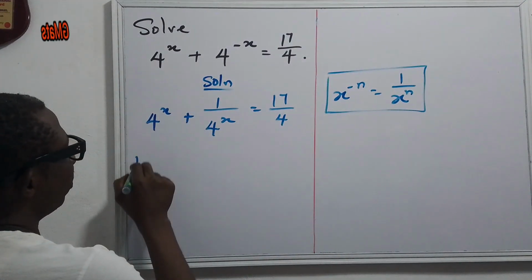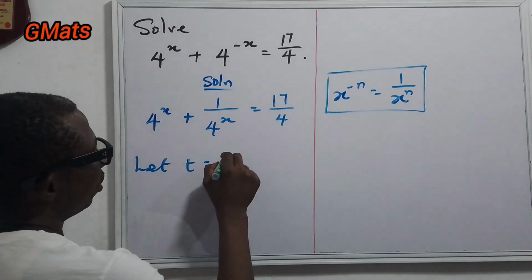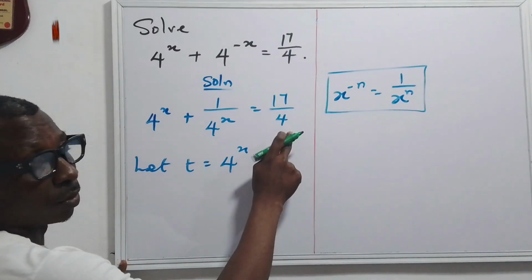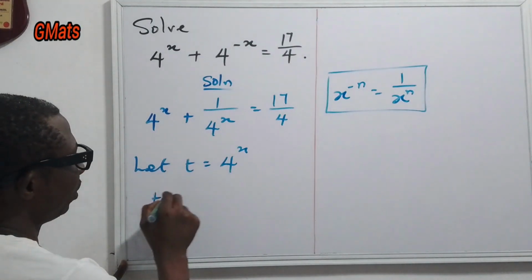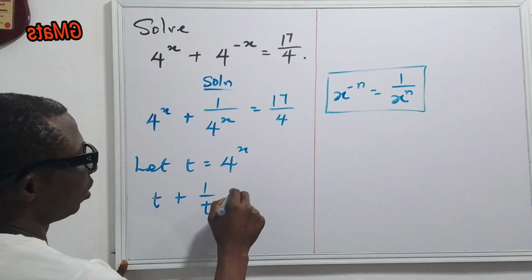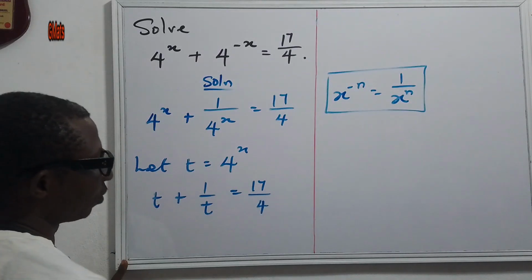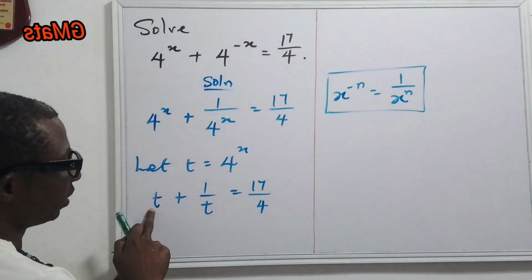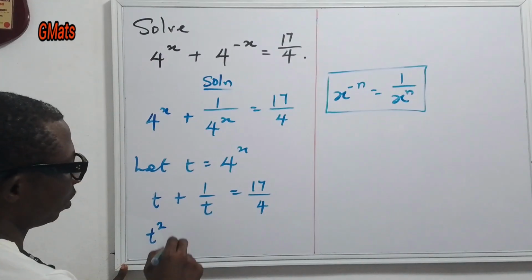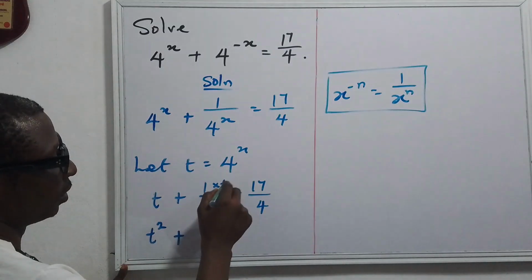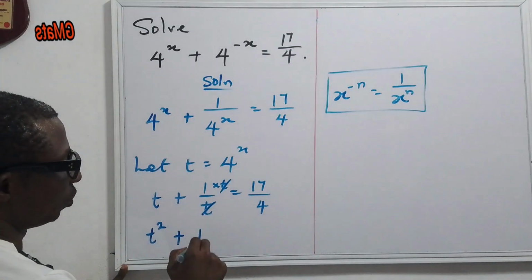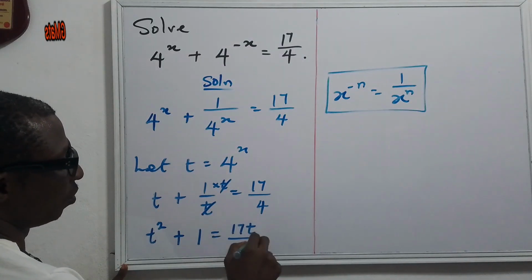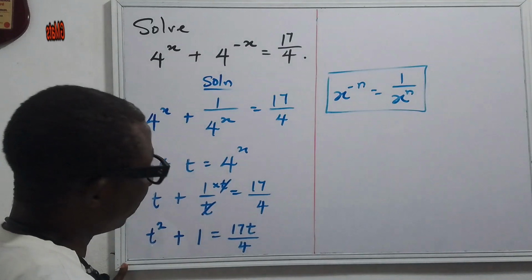All right, so let t be equal to 4 raised to the power of x. That makes this equation turn to t plus 1/t equals 17/4. Here you can multiply through by t. So you multiply this by t, you have t squared, plus multiply this by t, t cancels t, so you have 1, equals multiply this by t, you have 17t/4.